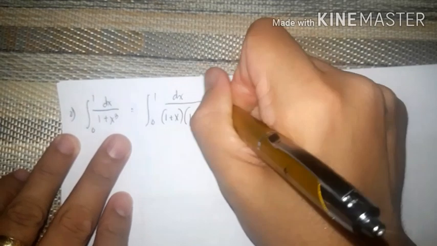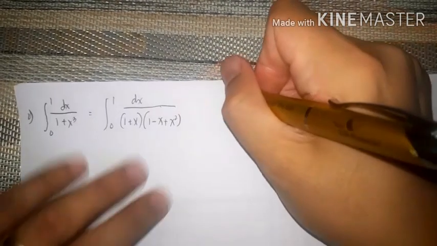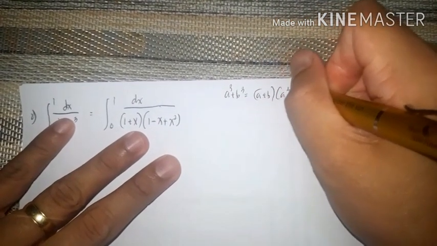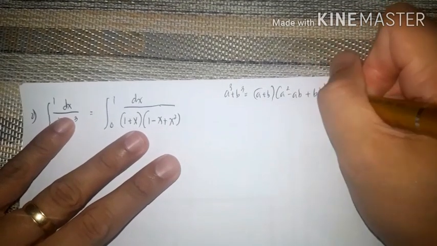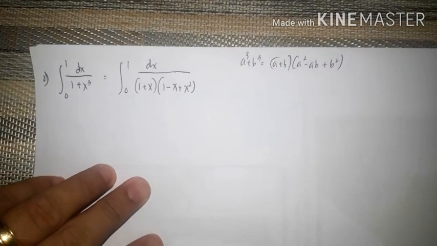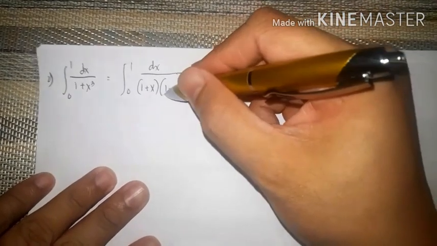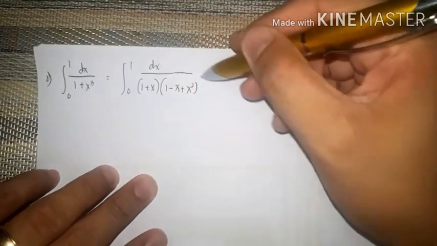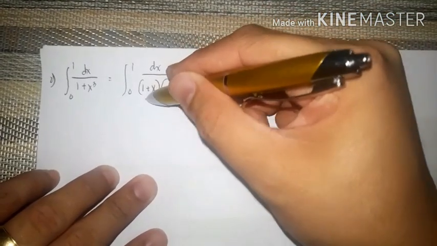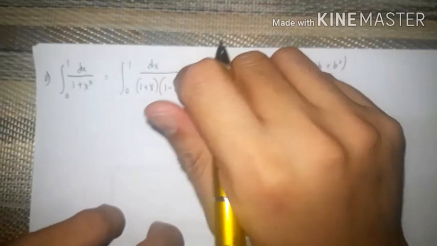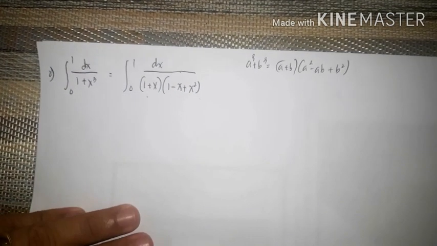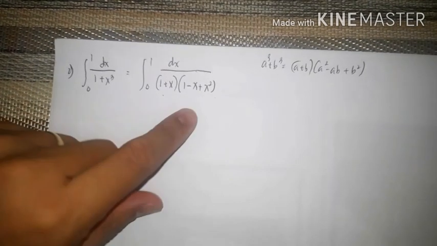So we have used a cubed plus b cubed is equal to a plus b times a squared minus the product of the two plus the square of the second. As you can see here, we have 1 minus x plus x squared as our non-factorable quadratic factor, and we have a linear factor. This is the same approach as example number 1. So we have a combination of linear and case 1 and case 3.